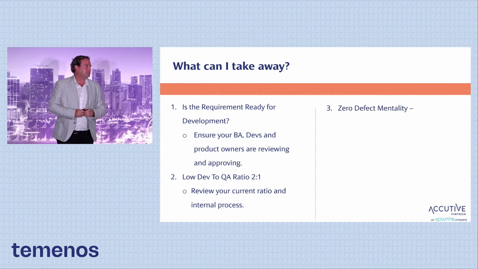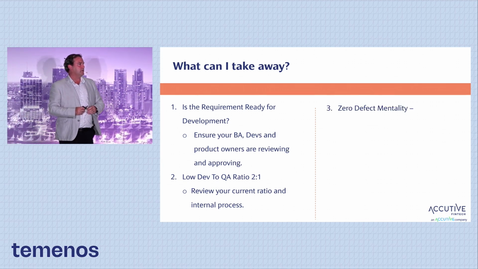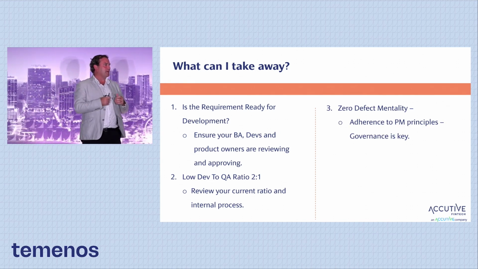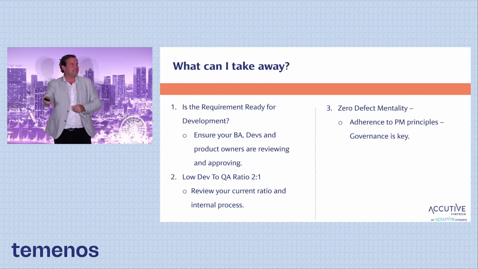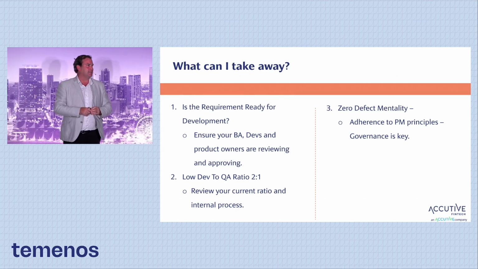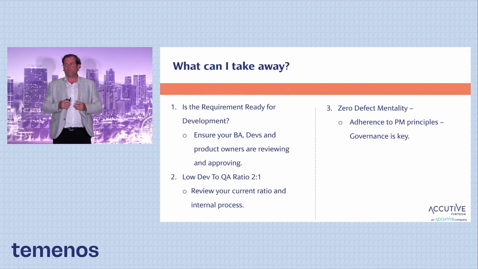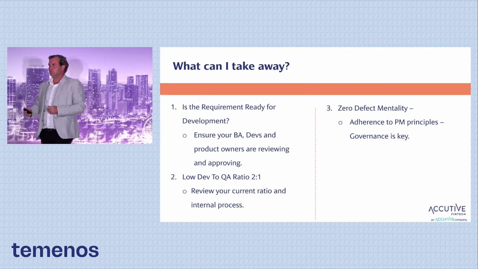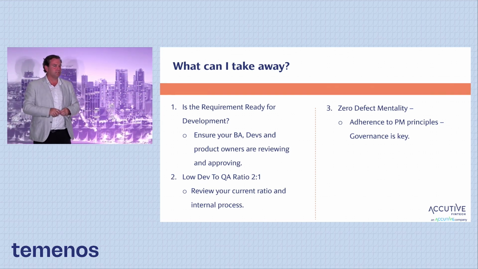Number 3, try to establish that zero defect mentality. Right? Really push your teams to do this. Because I'm a PM, or I have a PM heart, I should say, adherence to PM principles, governance is key. Right? Keep the governance there. Have reports that have this data for you so you can keep using it. You should have status reports. You should have testing reports that have those things.